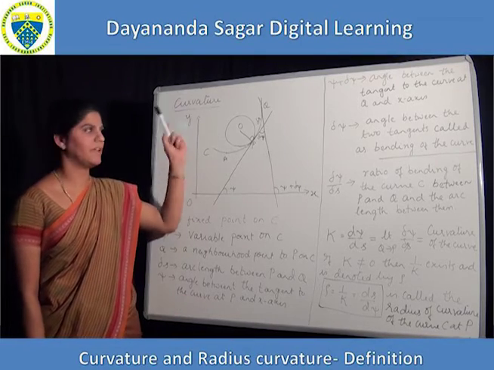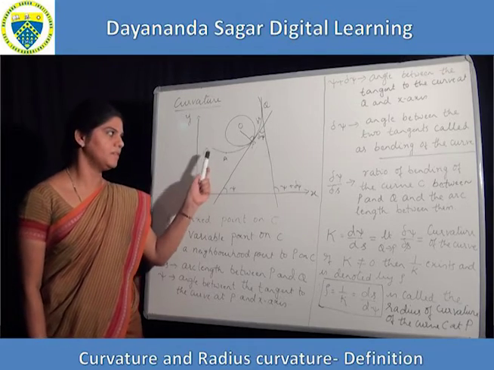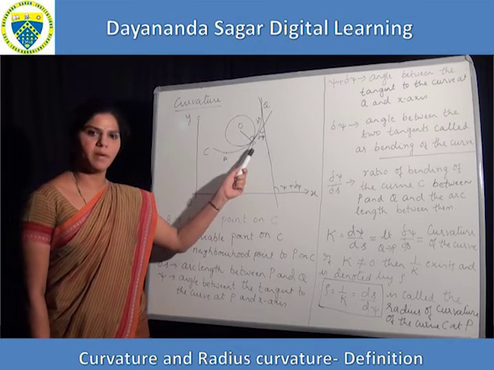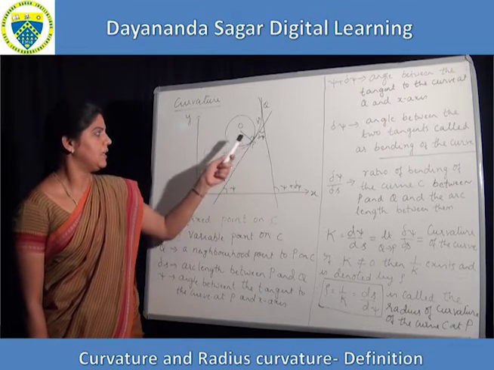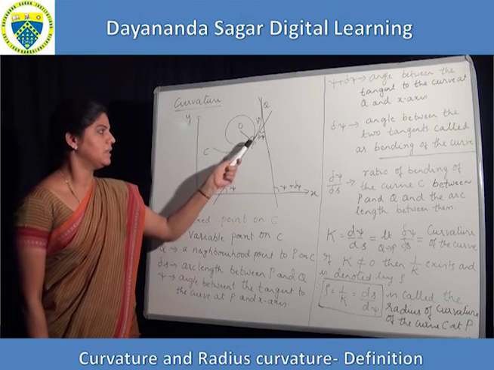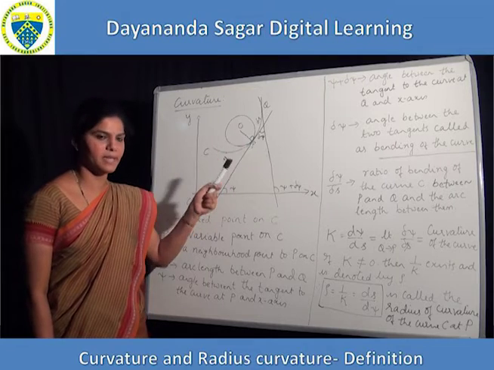Now let us define the curvature of a curve at a point P. So consider a curve C. Let A be a fixed point on the curve. Let P be a variable point on the curve. Let Q be a point in the neighborhood of point P. Let the arc length between P and Q measured along the curve be equal to delta S.